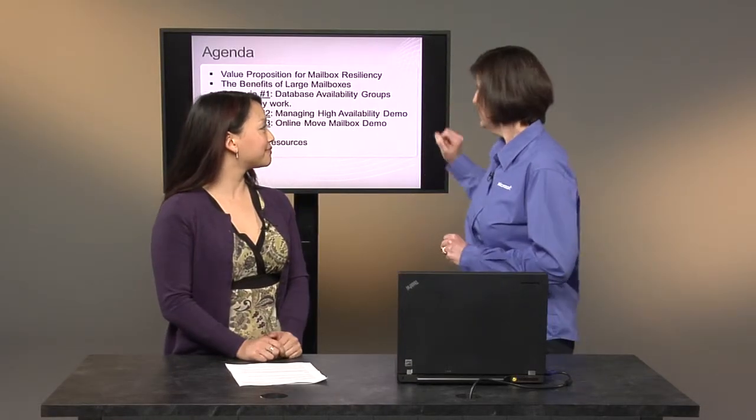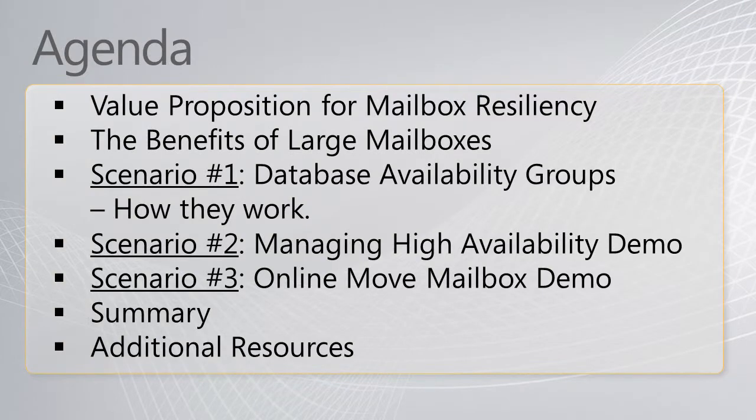Okay. So what are we going to be discussing today? Okay, we're going to cover a few things today. So we're going to talk about what the value of mailbox resiliency is. We're going to talk about large mailboxes and how they fit into the picture. And then we're going to have a couple of demos. So we're going to see how database availability groups work, how you manage them, and we're going to look at a feature called Online Mailbox Move. Okay. So a few things to show you how mailbox resiliency works.